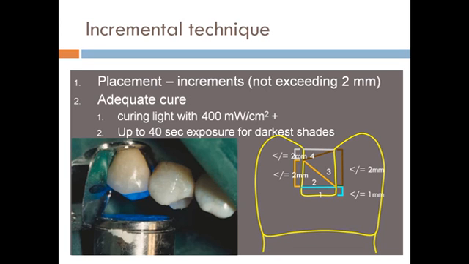There are some studies with finite element analysis and some other in vitro studies that were not able to correlate the amount of increments or the inclination of the increments with the amount of stress that gets generated.